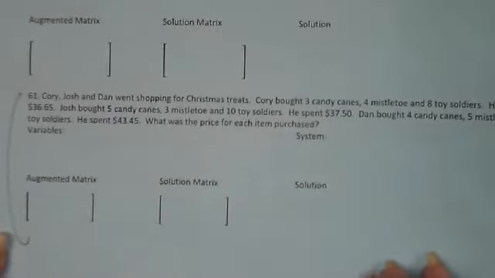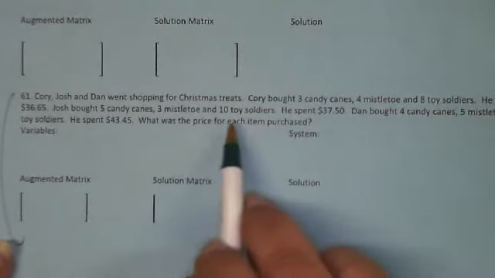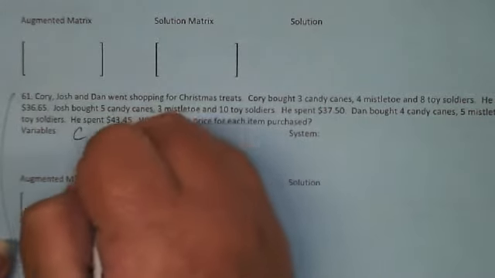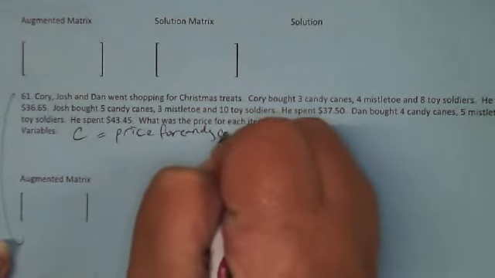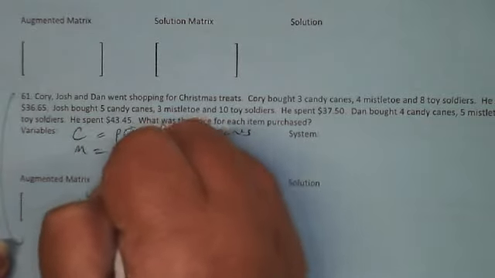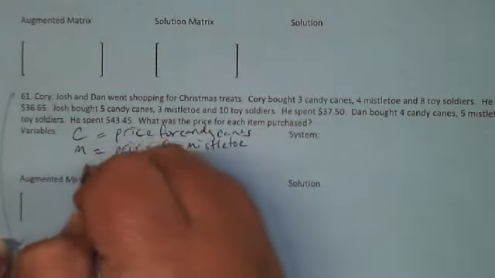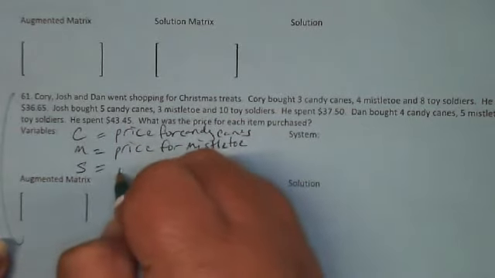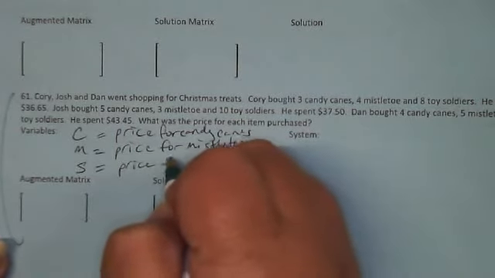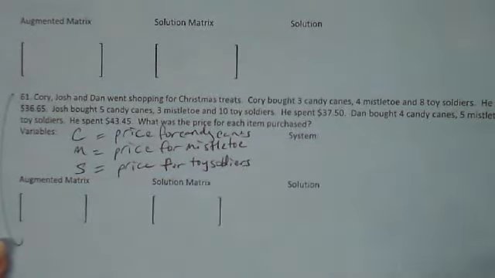Alright, last thing, we're going to turn words into equations. We're not going to solve it, we're just going to do the words. So we have candy canes, mistletoe, and toy soldiers, and we want to know the price for each one. So we'll let C be the price for candy canes, M be the price for mistletoe, and toy soldiers, let's let S be the price for toy soldiers. It's hard to see a T when you do equations.